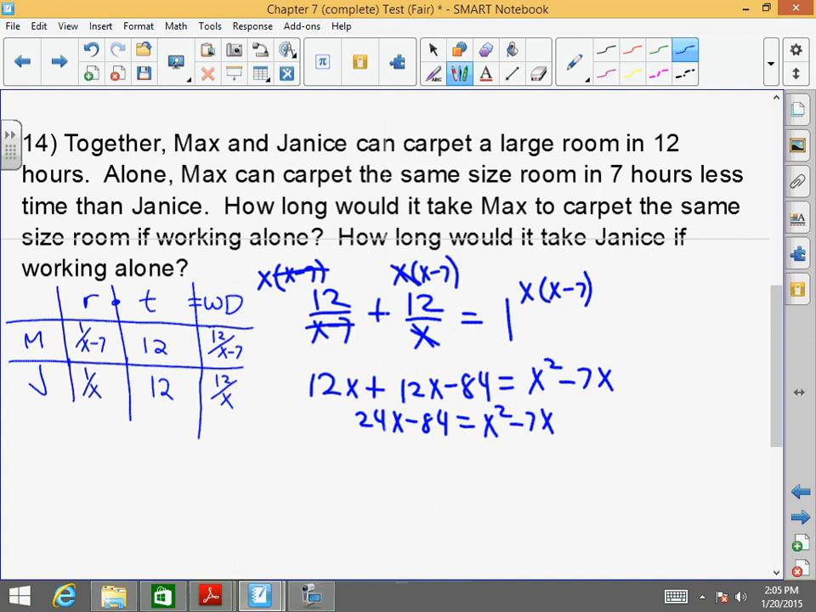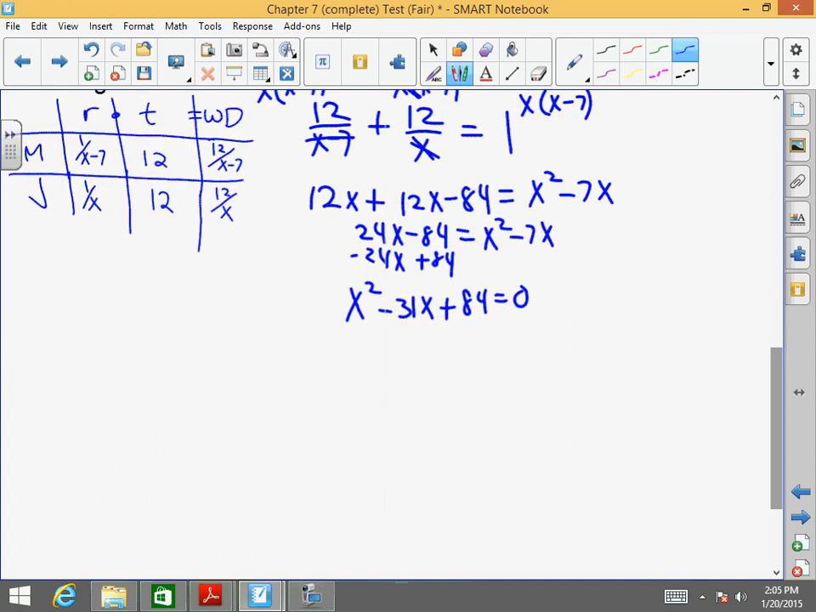I'm going to bring over the 24x and the 84, so I got to subtract 24x and add 84 to both sides. So I've got x squared minus 31x plus 84. Now again, is that a Mickey Mouse factor? No. But it is when you have a calculator and you can knock out different combinations. This is x minus 28 times x minus 3. 28 times 3 is 84. Negative 28 minus 3 is negative 31. So x equals 28 or 3.